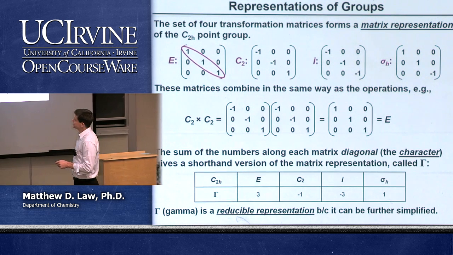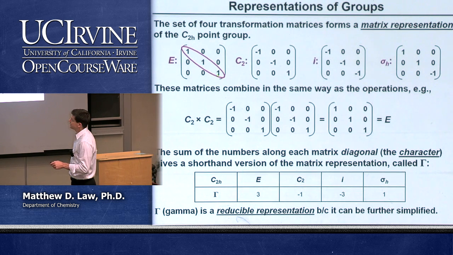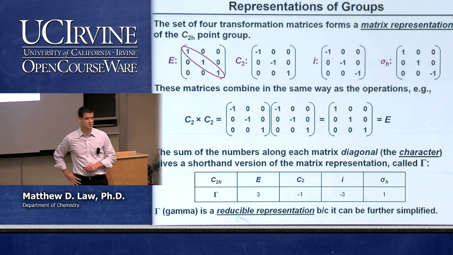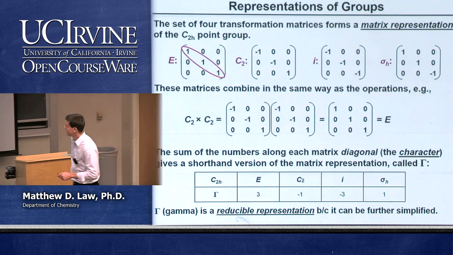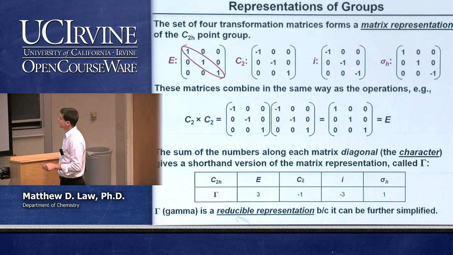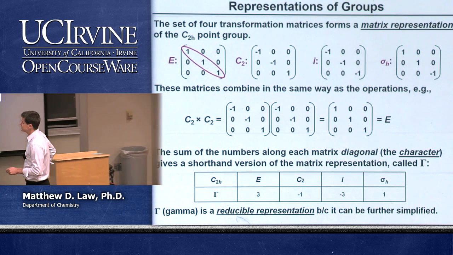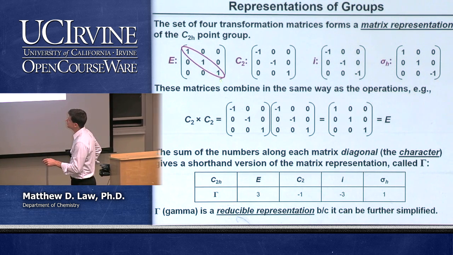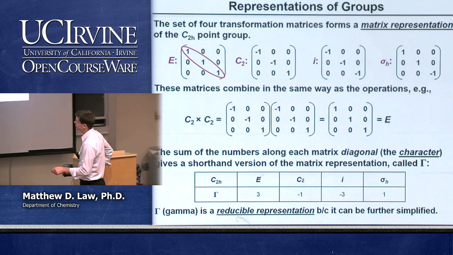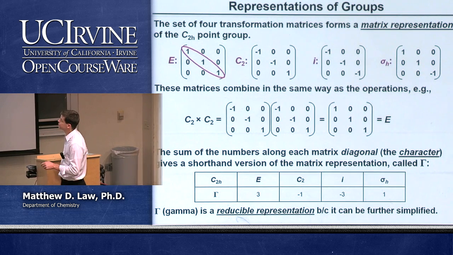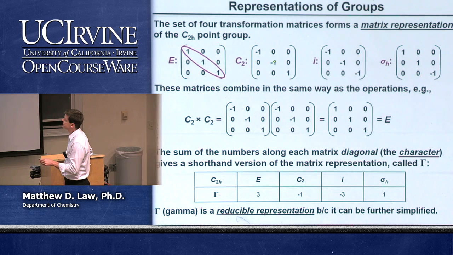What we ended with last time is that if we take the sum of the elements along the diagonal, this is called the character of the individual transformation matrix. And this sum of numbers, the character, gives us a shorthand version of the matrix representation, and we call this shorthand version big gamma. So for E, we have 1 plus 1 plus 1 is 3, and so we can write that gamma for the operation E gives us a character of 3. For C2, we have minus 1 plus minus 1 plus 1, that's minus 1 altogether. And so forth. For i, we have negative 3, and for the reflection, we have positive 1.